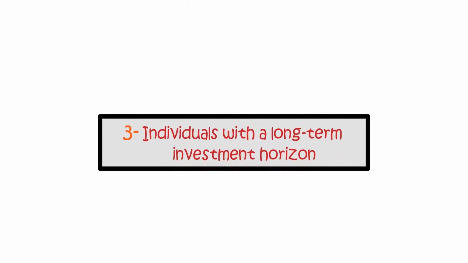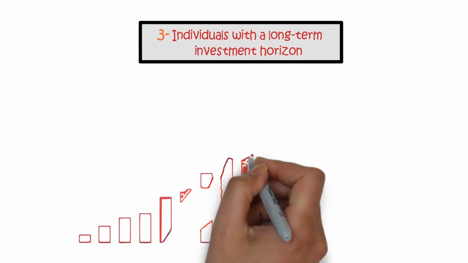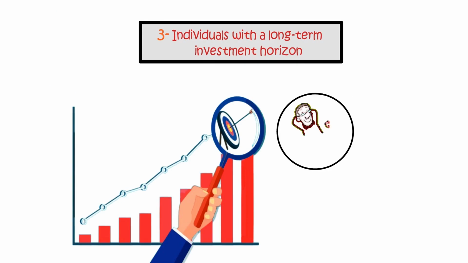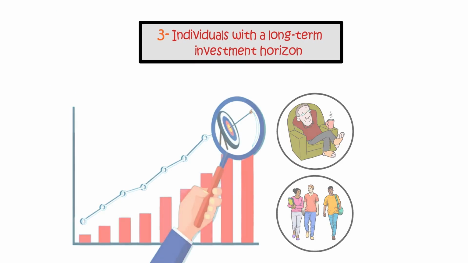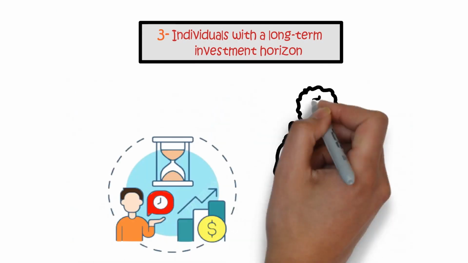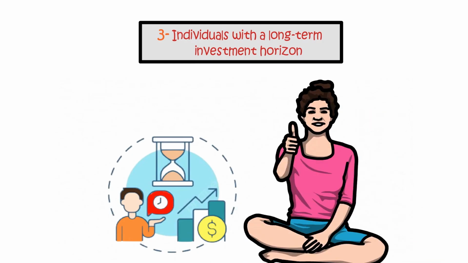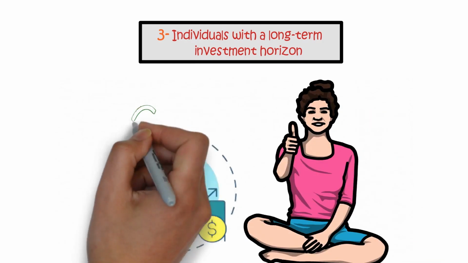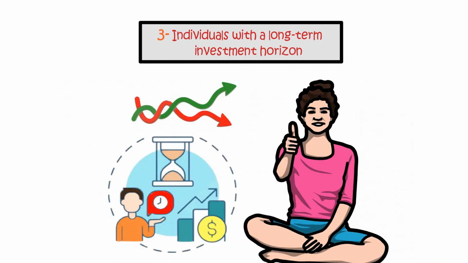Third, individuals with a long-term investment horizon. DCA truly shines when you have a long-term investment goal, such as retirement or a child's education. The longer your investment timeline, the more opportunities you have to average out the cost of your investments and potentially benefit from market fluctuations over time.